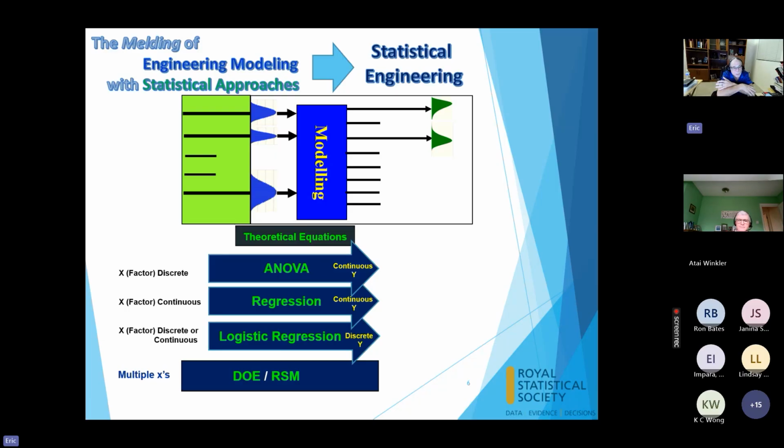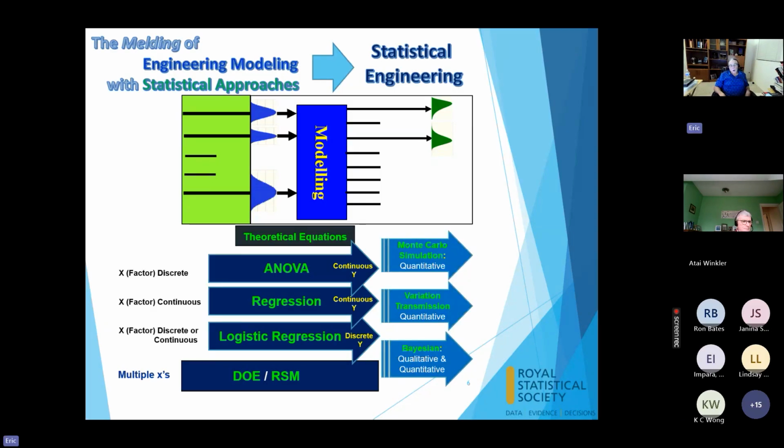And these will give you models relating your factors to your inputs. But at this point, it's still a deterministic model. To make it probabilistic, you can combine these models with Monte Carlo simulation, variance transmission, or Bayesian methods. And I'll give some examples of those over the course of this talk.